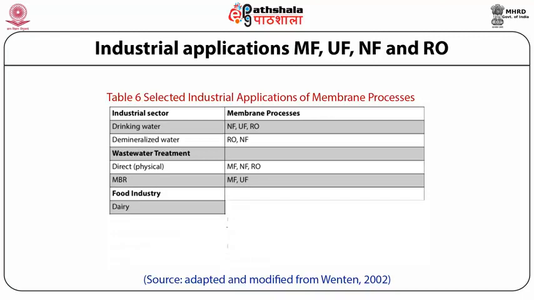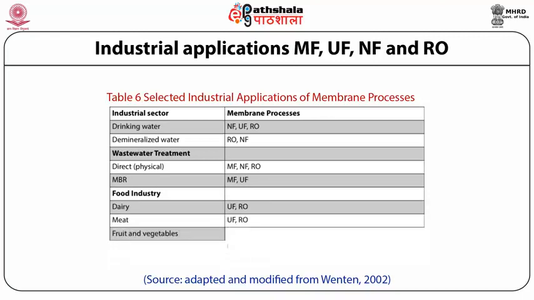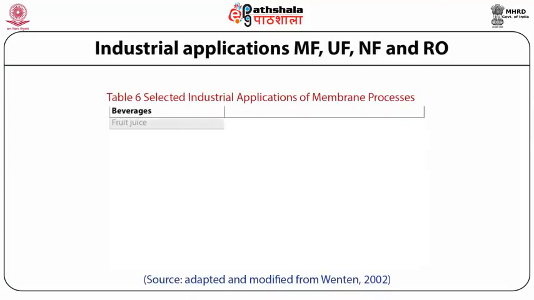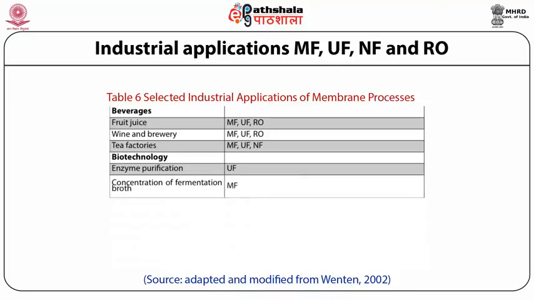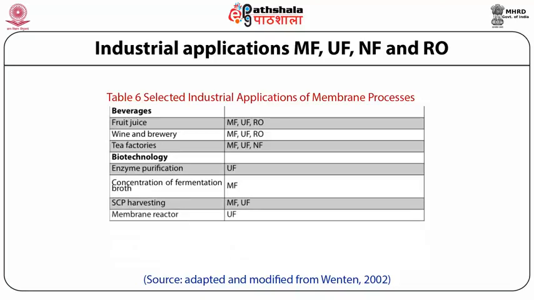For the food industry like dairy, UF and RO are used. For meat, UF and RO. For fruit and vegetables, RO, and for grain milling, UF. If we see fruit juices, MF, RO and UF have higher uses. Similar is the case with wine and brewery: MF, UF and RO. For enzyme purification, RO is used. For concentration of fermentation broth, MF is used. For single cell protein harvesting, MF and UF are used, and for marine biotechnology, MF and UF are used.